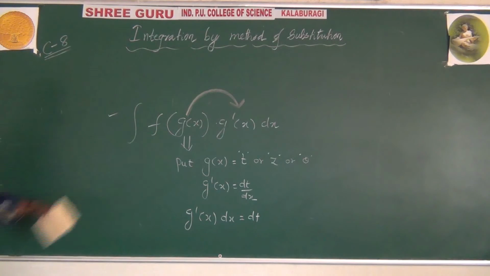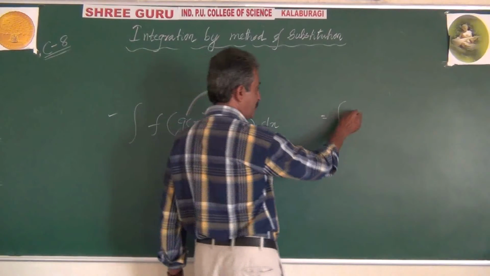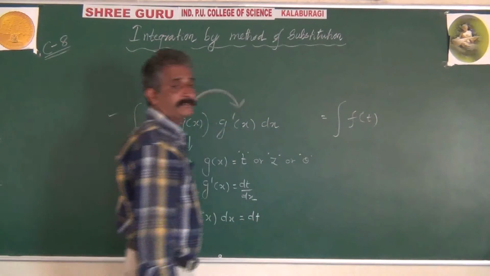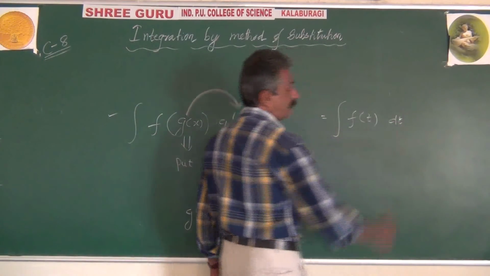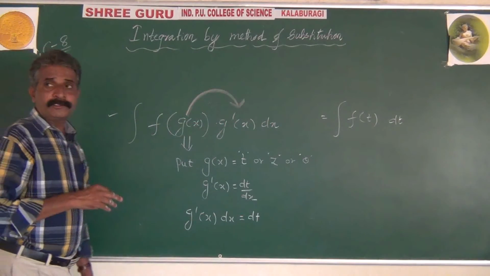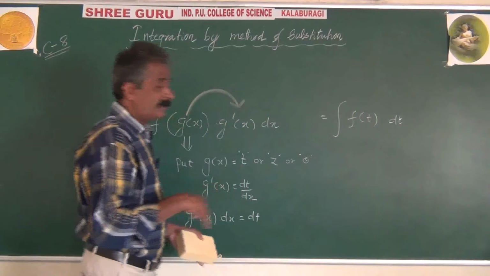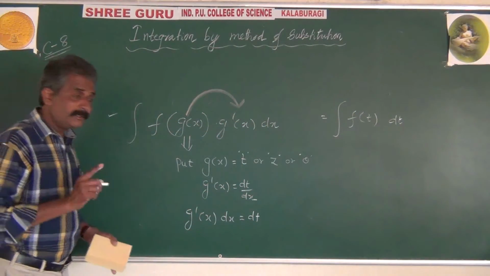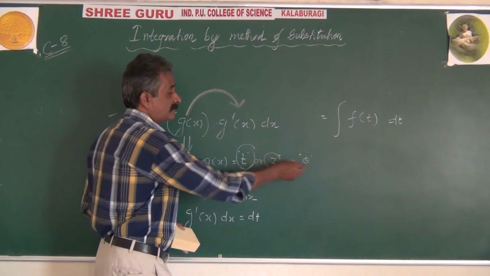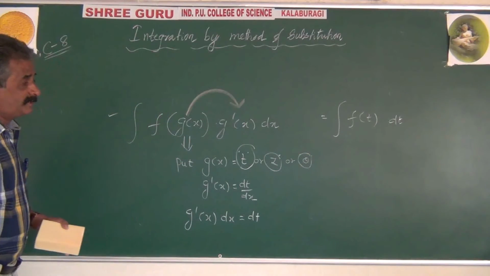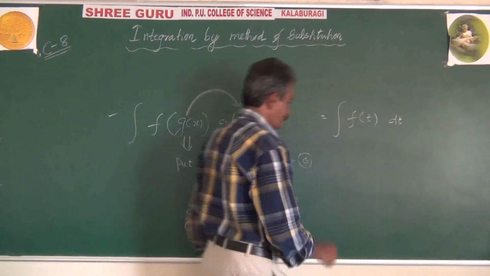So now our integration changes to f of t, what is g of x, into what is g dash of x, the variable dt. Now it becomes our normal integration. It may be type 1 or type 2, whichever of the earlier methods you use, and get the answer of integration. And lastly, after getting the answer of integration, replace back the value of t or z or theta, which is very much essential. This example will make your mind very clear.